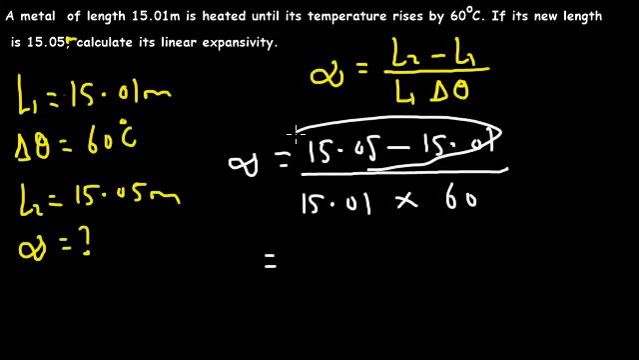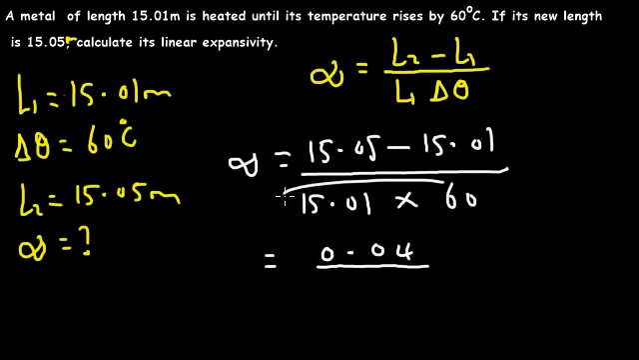The difference between the values at the numerator is simply 0.04. To multiply this, I'm going to use my calculator. I have 15.01 multiplied by 60, and that gives 900.6. So I'm dividing 0.04 by the answer.